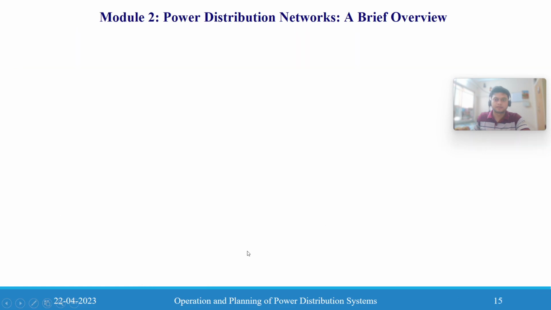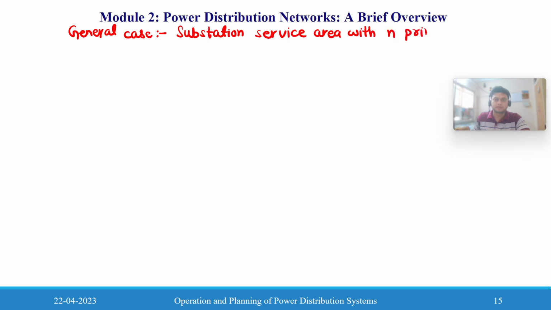Now we'll see the general case for substation service area within primary feeders. We take n greater than or equal to 3.